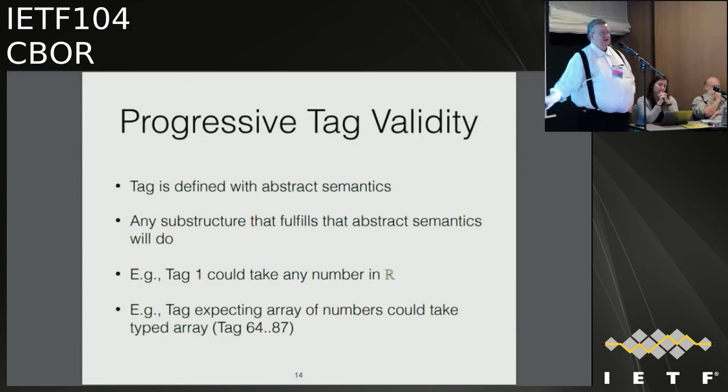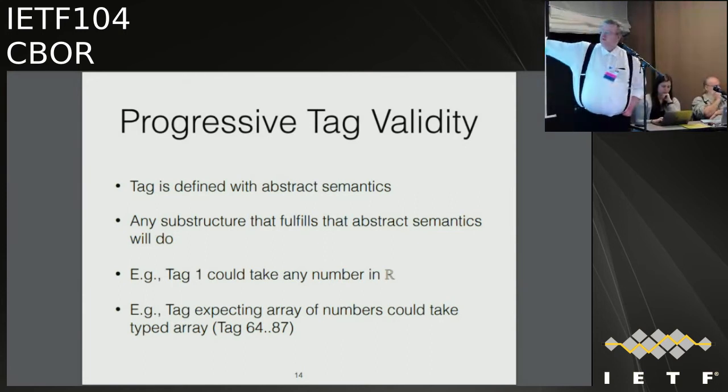And this makes clear a byte string doesn't cut it because it's not a real number. But if I define a new tag that also provides a real number, that can be immediately used in tag 1. So any substructure that fulfills the abstract semantics will do. And now I have the opportunity when I define a new tag to say, this is actually useful as the tag value of those and those existing tags.